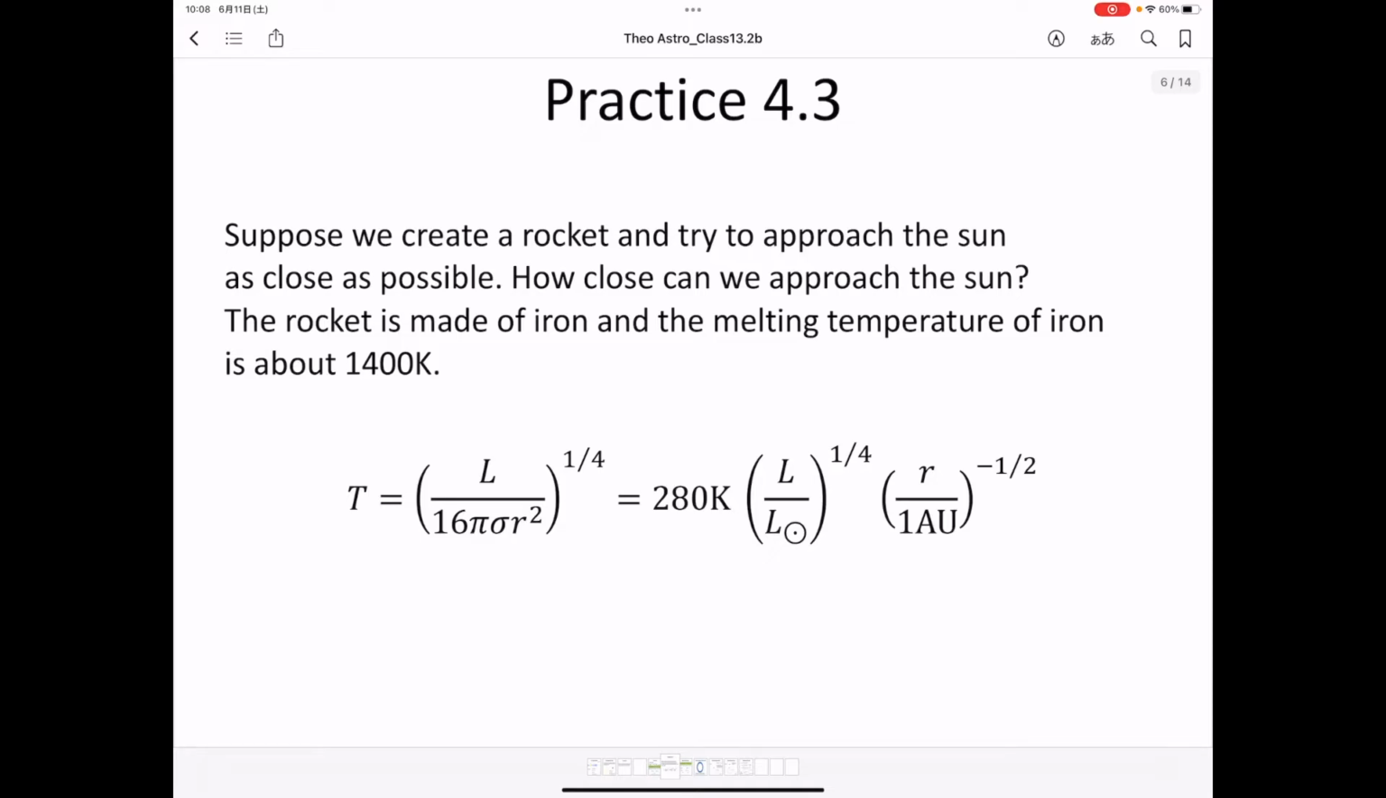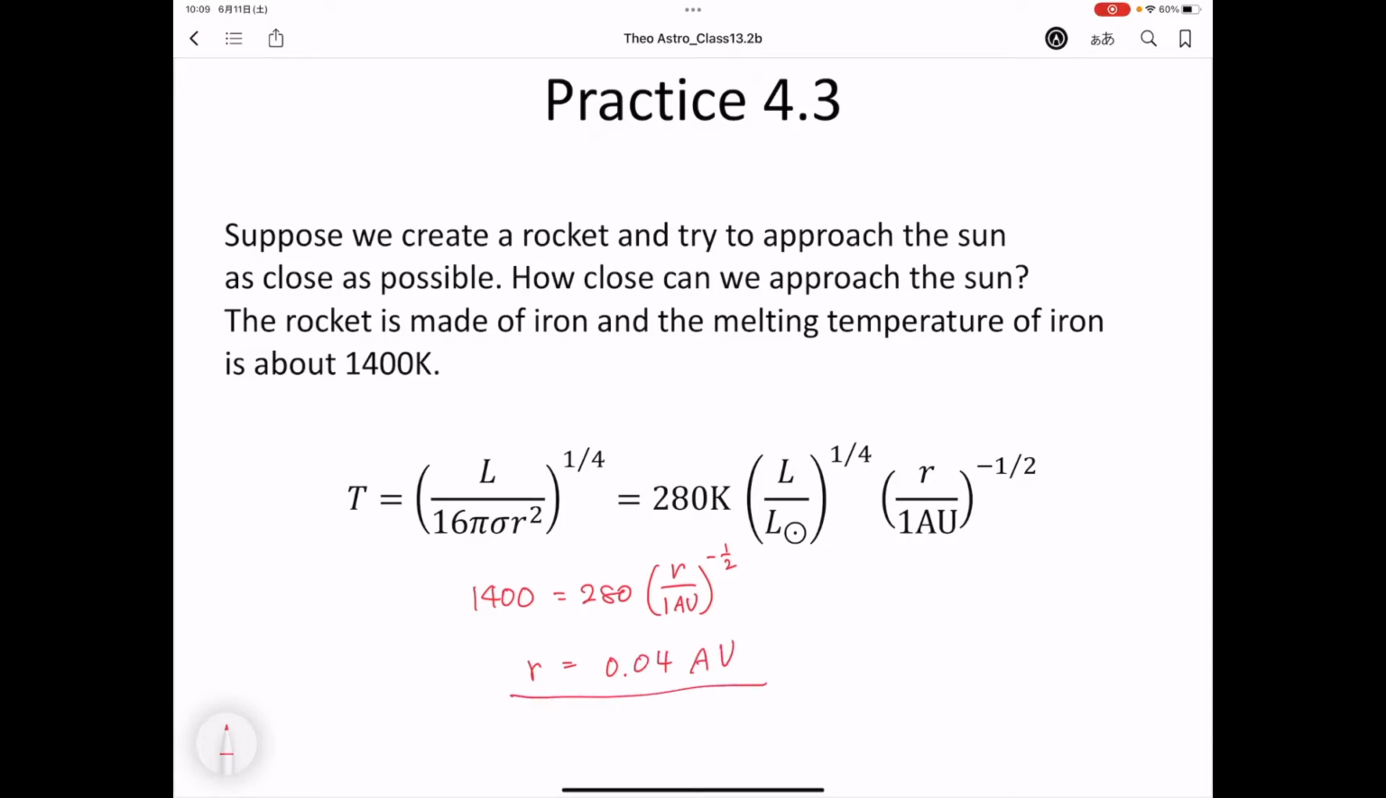Suppose we create a rocket and try to approach the Sun as close as possible. How close can we approach the Sun? The rocket is made of iron and the melting temperature of iron is about 1400 kelvins. So with this temperature, we substitute T equals 1400 equals 280 (R over 1 AU) to the power of minus 1 over 2. From this equation, you can easily calculate R corresponds to 0.04 AU. So if the rocket approaches as close as 0.04 AU, it starts to melt.